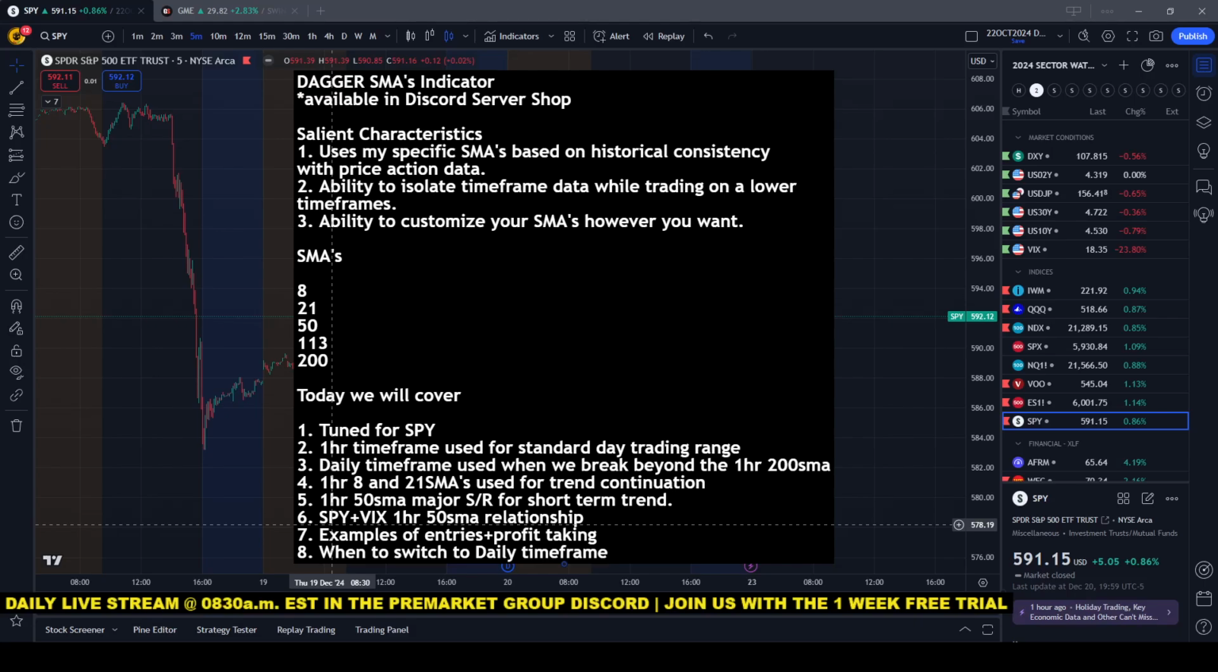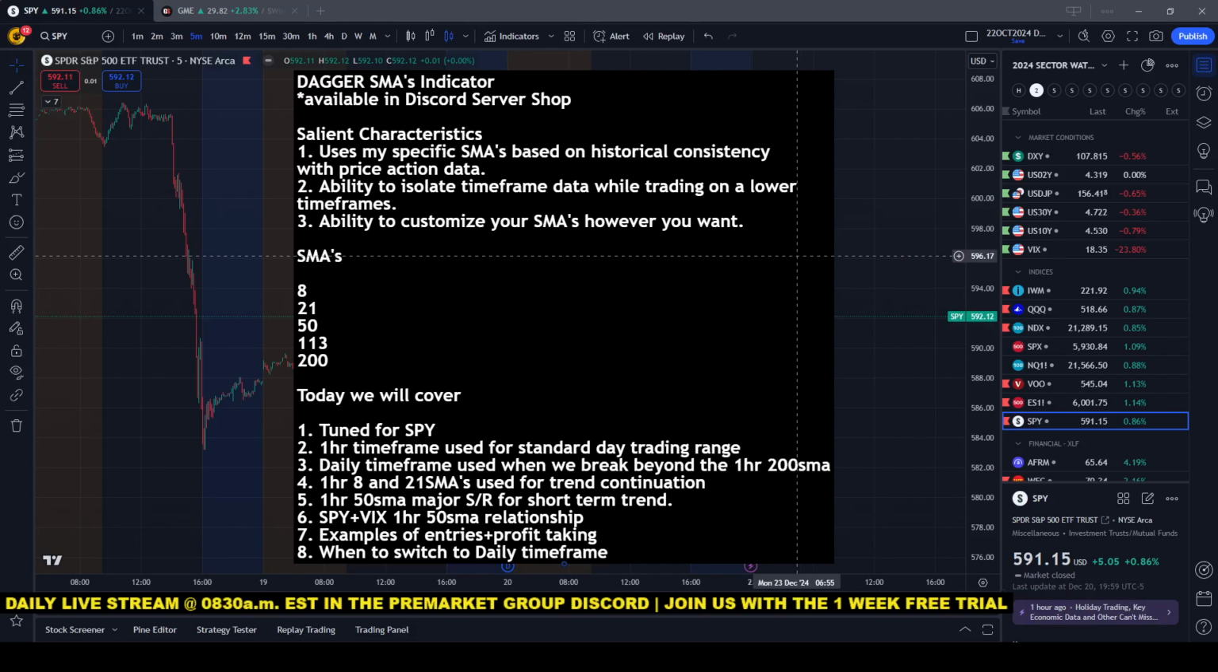Regarding the 1 hour 50 SMA relationship, there is a specific move that does repeat quite often. That's pretty common, so we're going to discuss one of those common setups to look for. And then I'll go over some examples of entries and profit taking, as well as exits from a day trading standpoint. The final thing we're going to talk about is when to switch from the 1 hour time frame to the daily time frame.